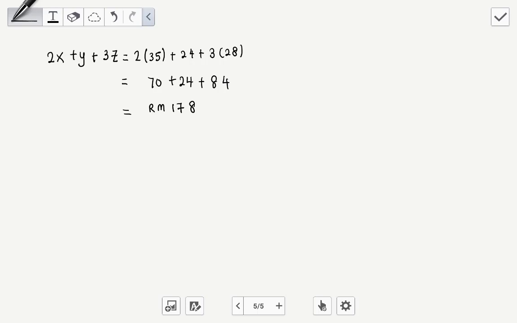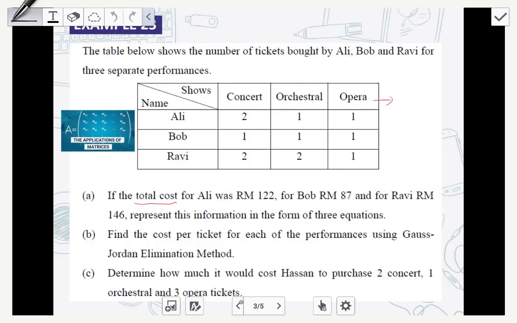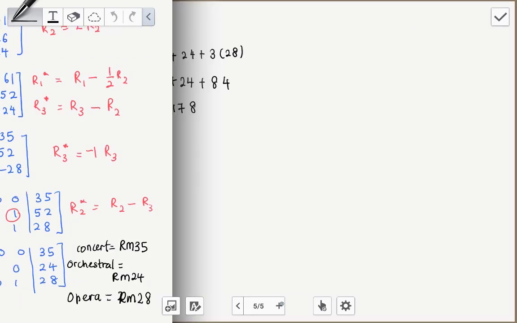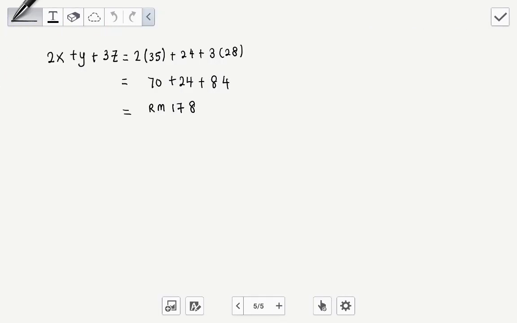Okay, students, so that's all for the last example for Gauss Jordan. Okay, students, so first of all, I would like to wish you all congratulations on being able to finish the chapter on matrices and systems of linear equations.